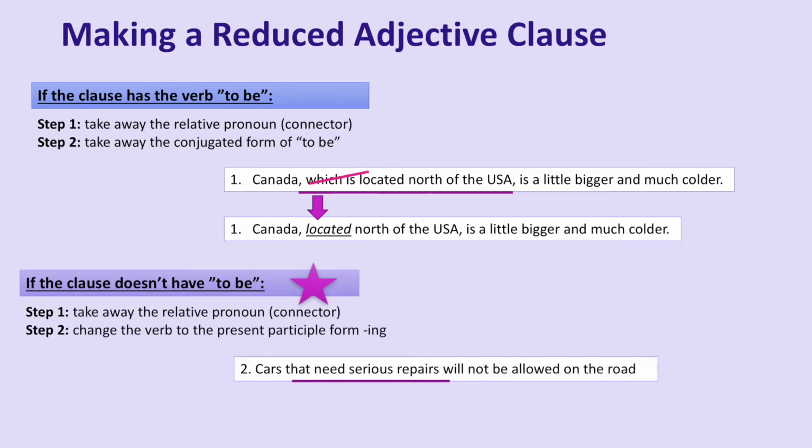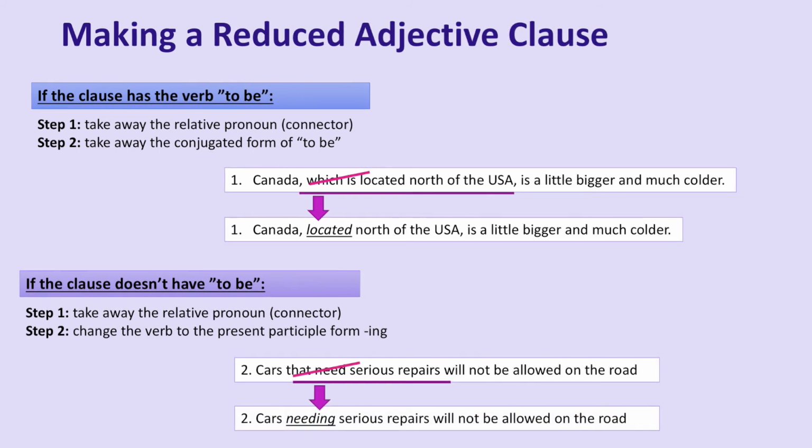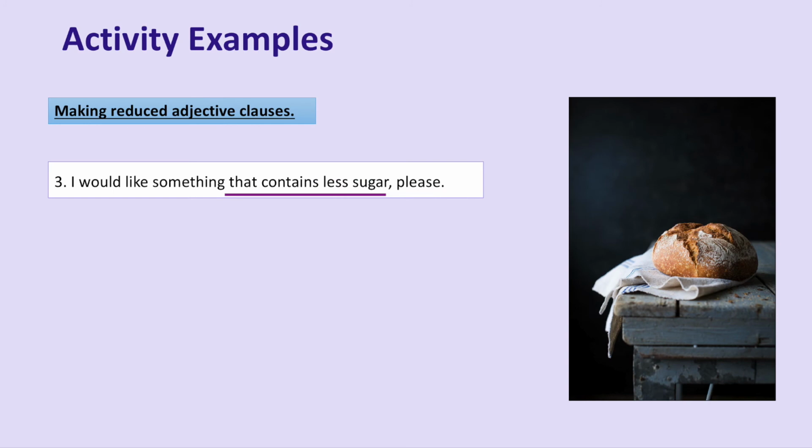If the clause does not have the be verb, your first step is still take away the connector. Step 2 is now to change the verb to the present participle form, which is the ing ending. So in our sentence, we would get rid of the connector, that, and then change the verb need into needing. So now we have cars needing serious repairs will not be allowed on the road. Okay, let's do 2 more examples before you start the activity by yourself.